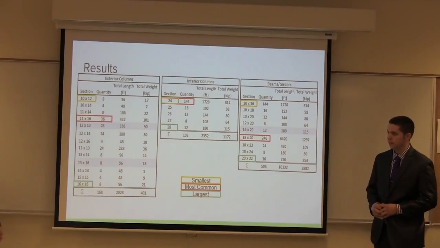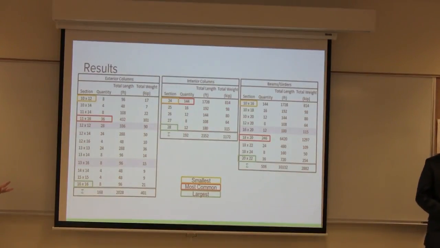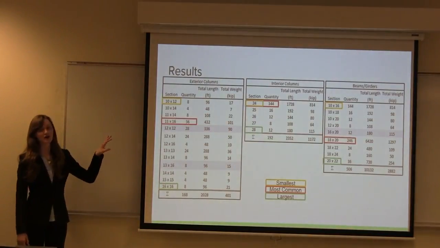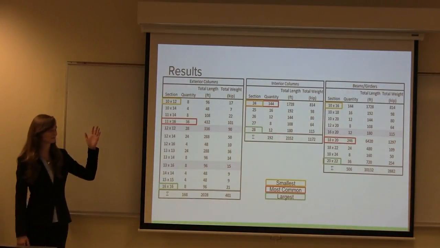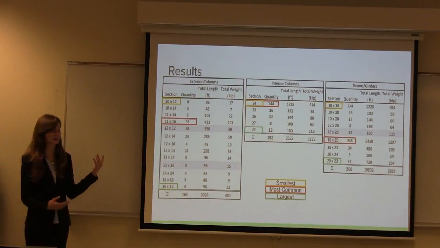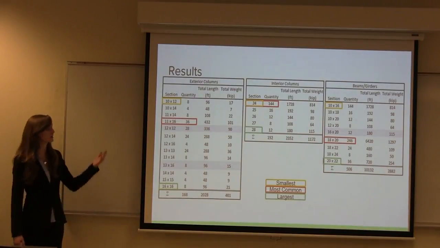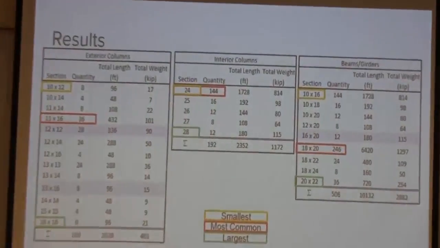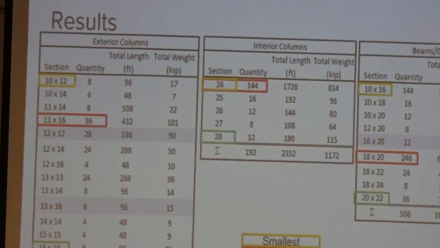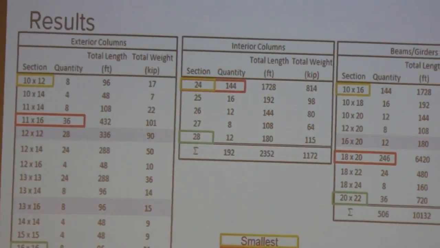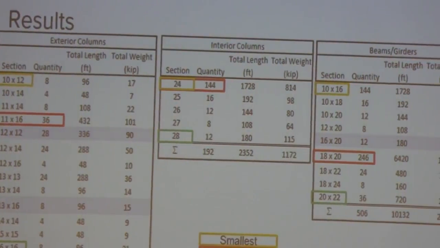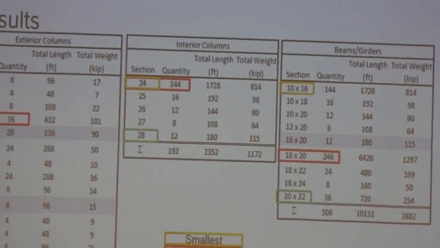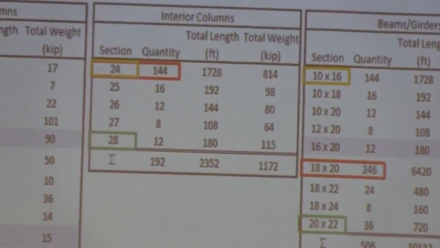So like Laura said, we went through and made a bunch of different sections as options to choose from. For the exterior columns, which were rectangular, many different columns were used. The smallest column was 10 by 12 and the largest was 16 by 16. The most frequent column throughout the entire structure was 11 by 16. For the interior columns, which were all circular, the lowest and most used was 24 inch and the largest was 28 inch.